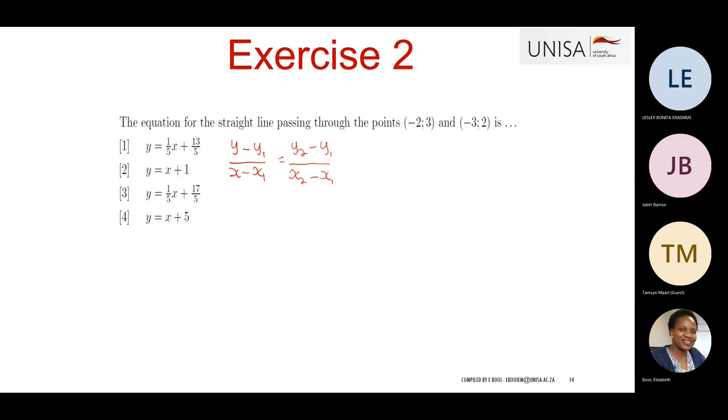We can then do it. Okay, so our x1 and y1, I'll just write them for us: x1, y1, x2, y2.